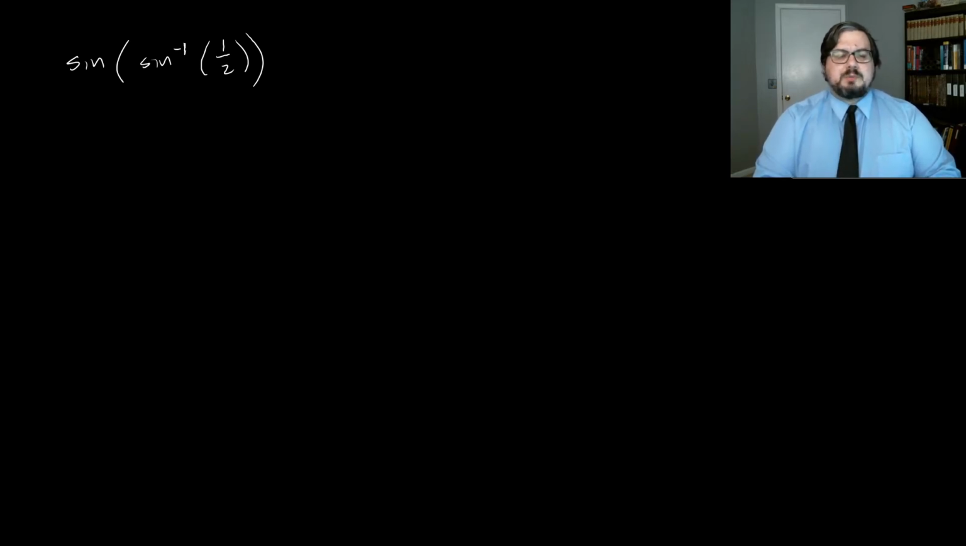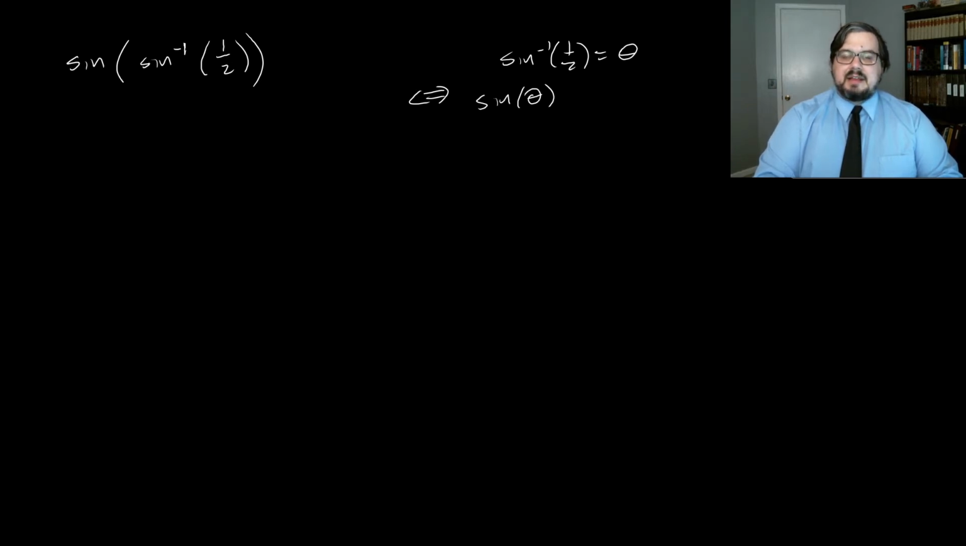Let's go through this without thinking about it too hard. Let's just evaluate this from inside to out, and then we'll see that there's a more efficient way of doing it after we get through and evaluate it. So we know that if inverse sine of 1/2 equals theta, that's the same thing as saying that sine of theta equals 1/2, and theta is between negative pi over 2 and pi over 2.